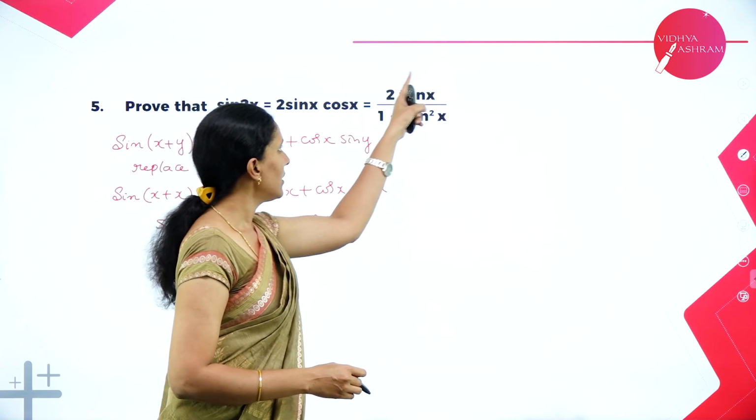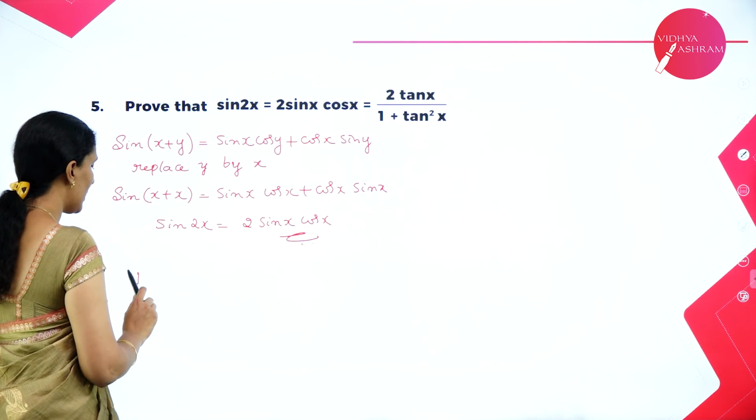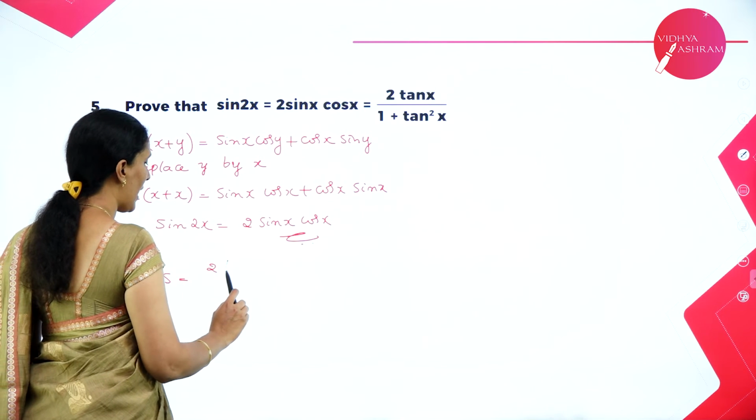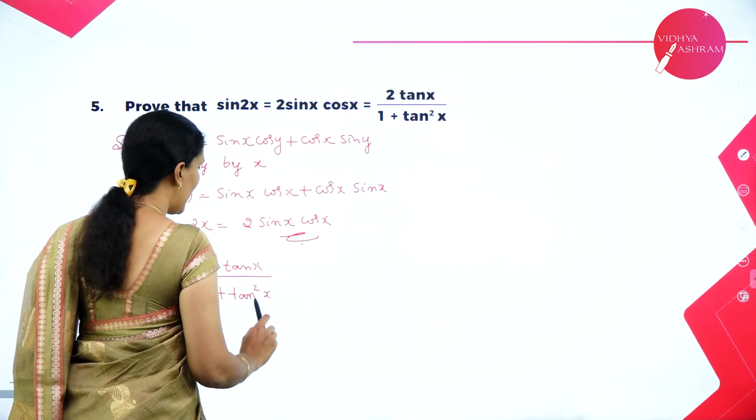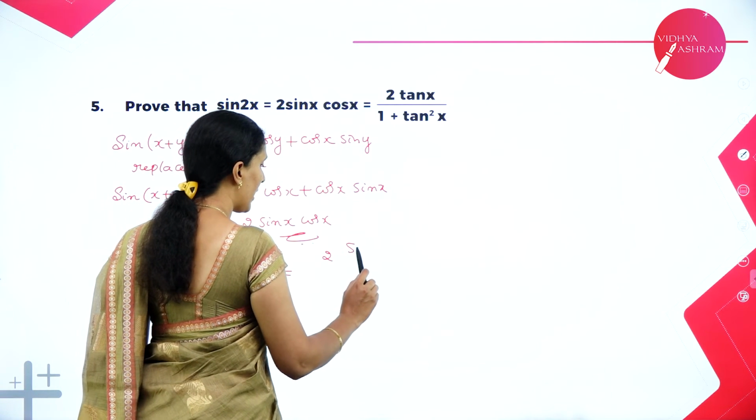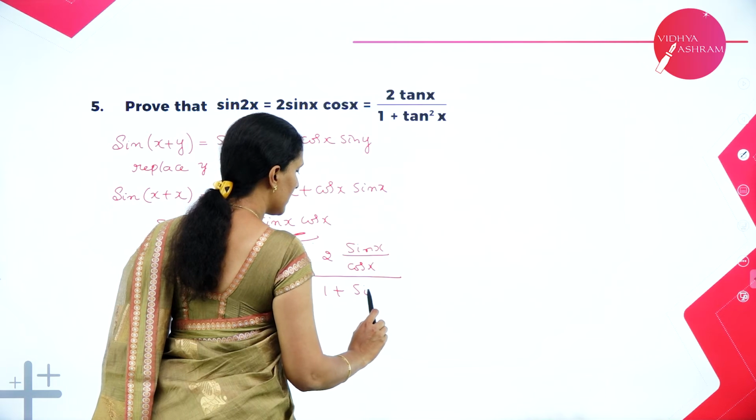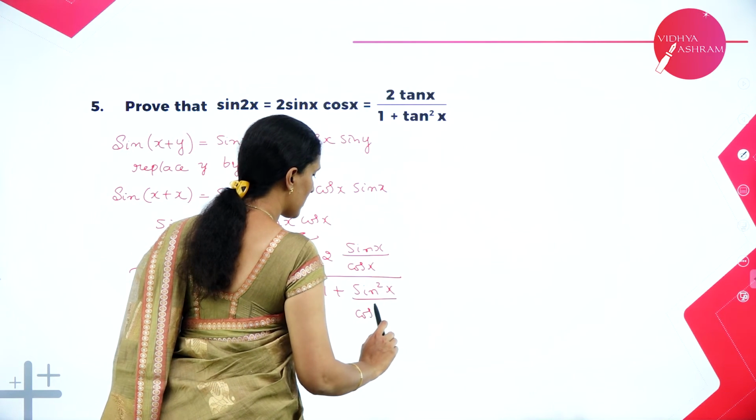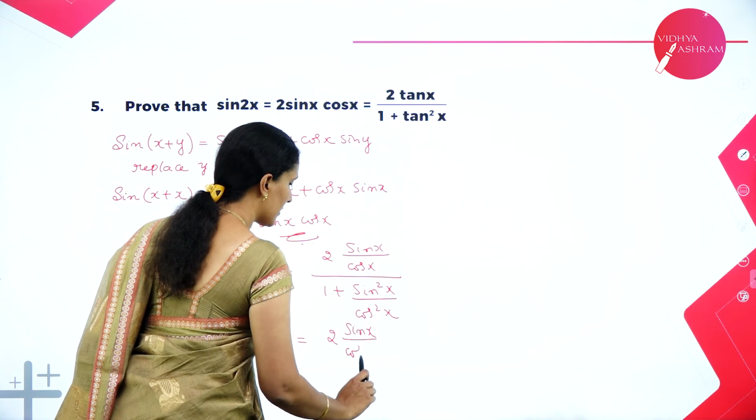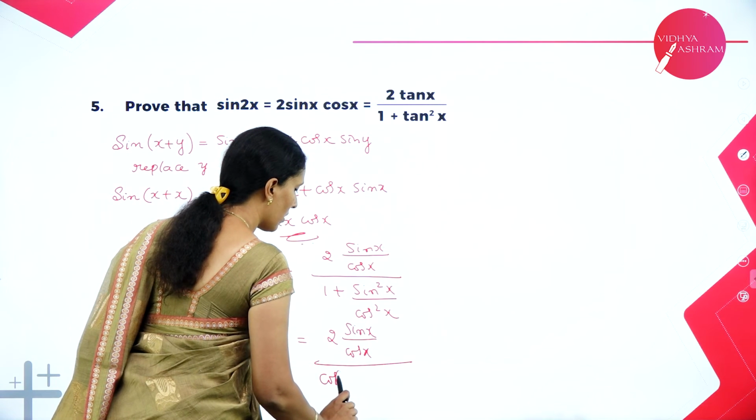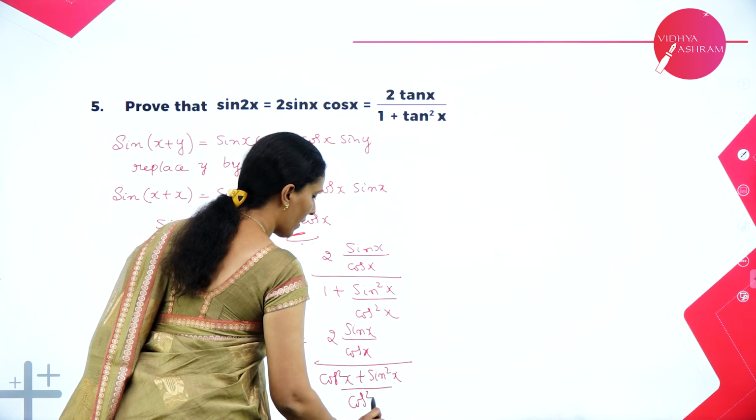Now let us show that this expression is equal to sin 2x. For that purpose, let me consider the right hand side, 2 tan x divided by 1 plus tan square x. Now replace tan as sin by cos. Then I will get 2 times sin x by cos x, whole divided by 1 plus sin square x over cos square x. So taking LCM, I will get 2 times sin x by cos x, whole divided by cos square x plus sin square x divided by cos square x.